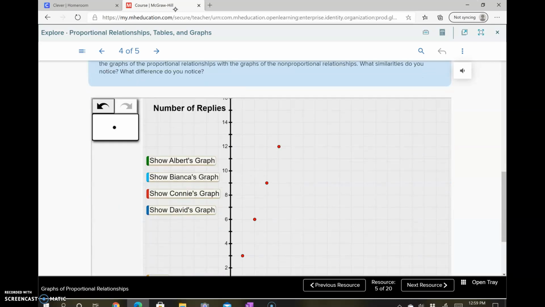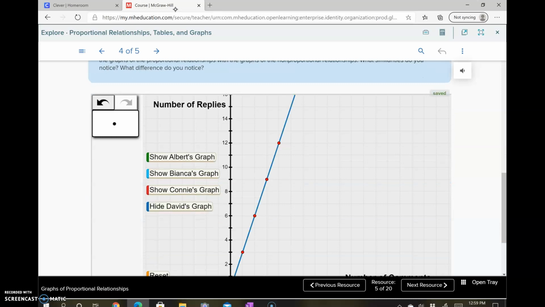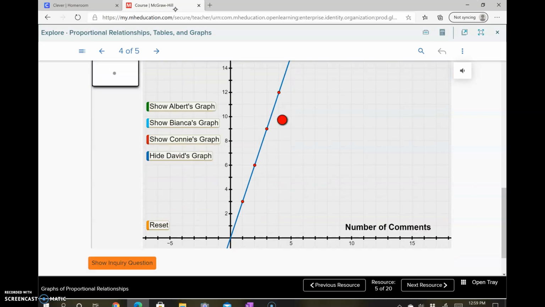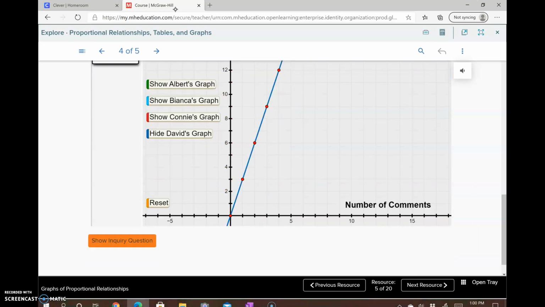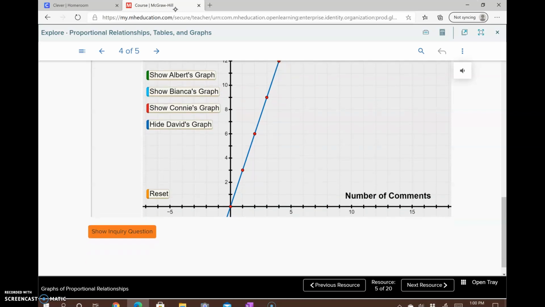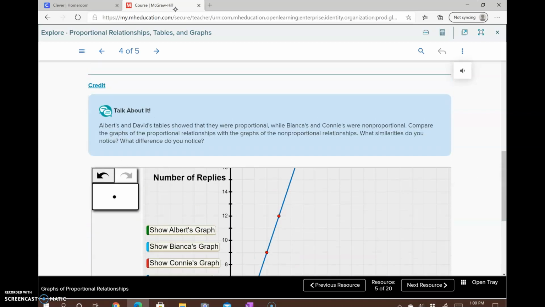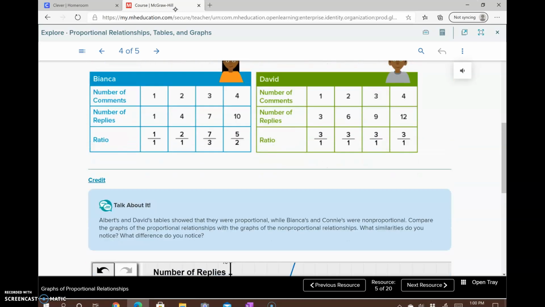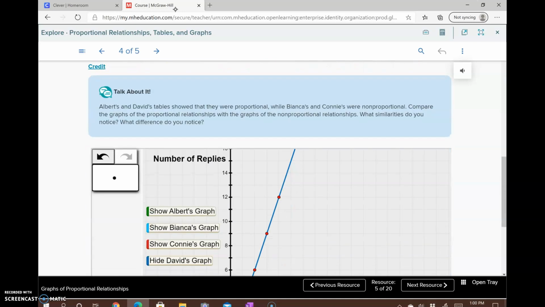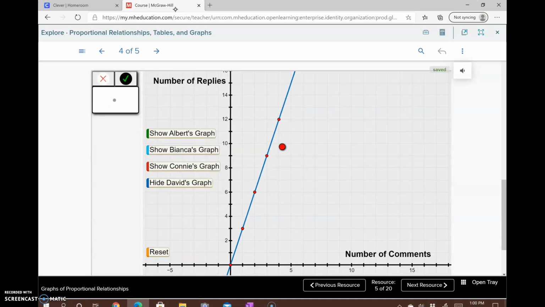Bianca, so let's draw that line. Let's look at David's graph. If I draw David's graph, what I notice here, remember this is important: in order to be a proportional relationship, the line must go through the origin. See that point there? That is where it goes through the origin. If I were to do Bianca's, she had 1 reply and 1 comment.